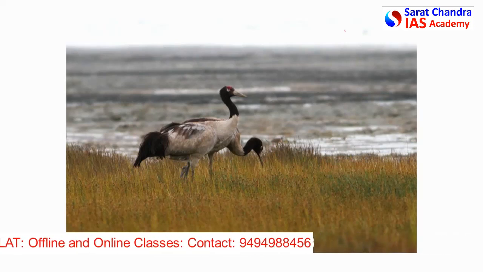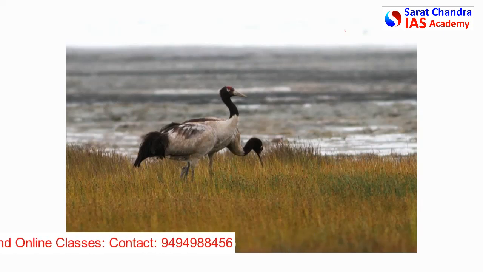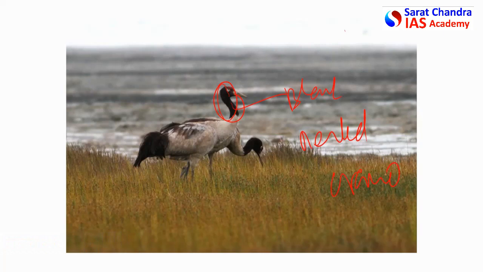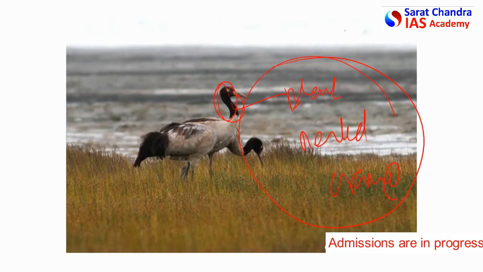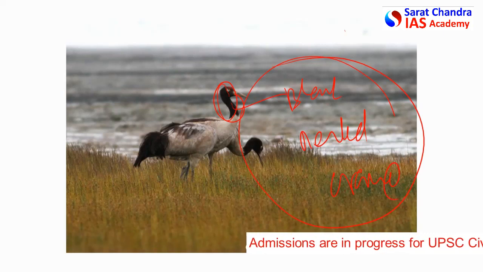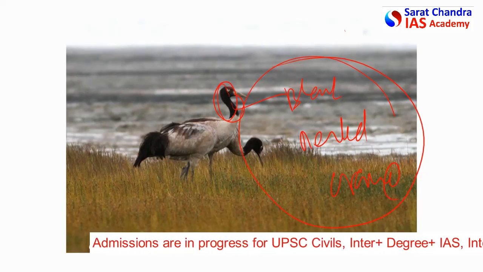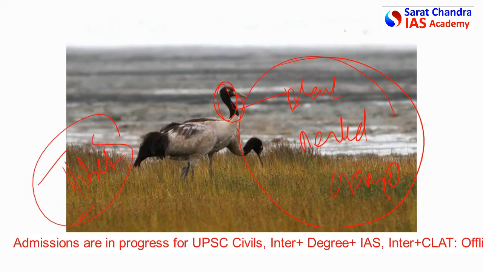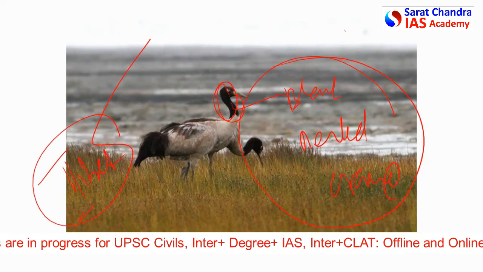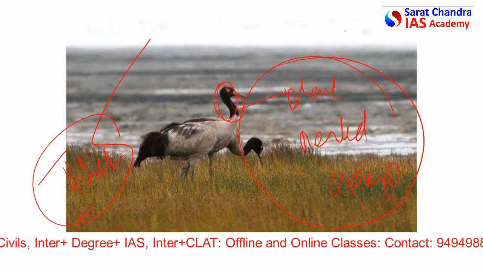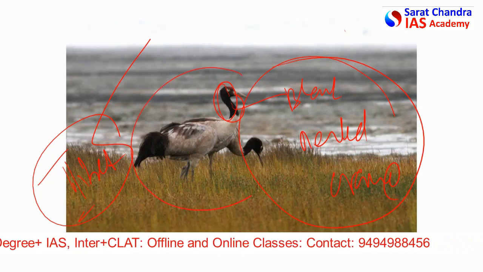What is the name of this bird? It's called black. What is the neck color? Black. Black-necked crane. Oh my God! The Ramsar people came to the Ramsar wetland complex and saw this bird. They understood that this bird is very important for the Tibetan community, because Buddhists are the second most populous religion in Ladakh, as Islam is the topmost religion. Buddhists treat this bird as the most auspicious bird.